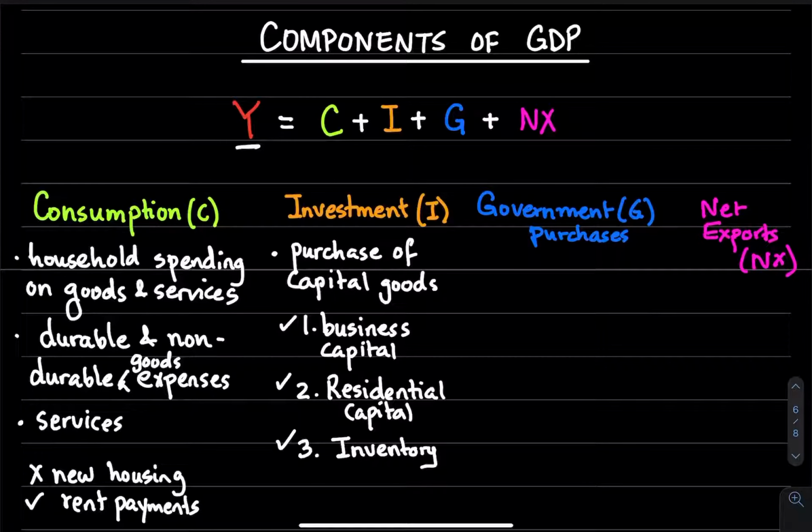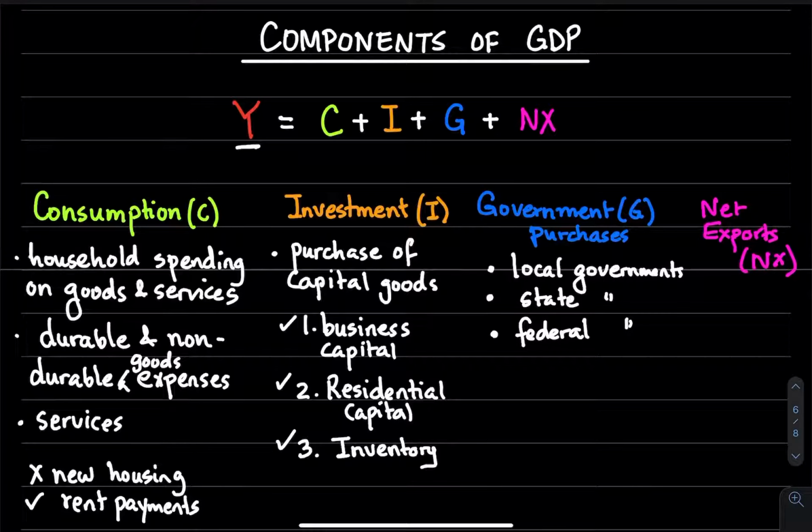Next, we talk about government purchases. Government purchases include spending on goods and services by different types of government. So these could be your local government, these could be state governments, and this could be the federal government. Okay, so all spending on goods and services that are purchased by the government falls in this category.